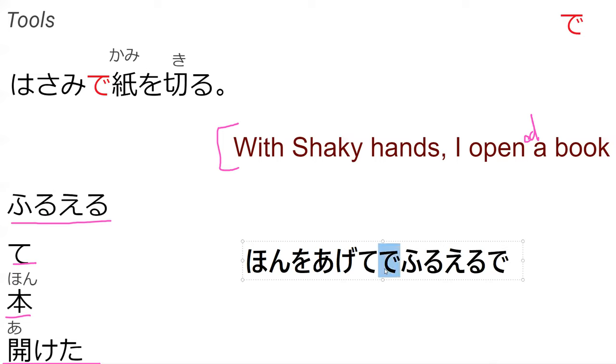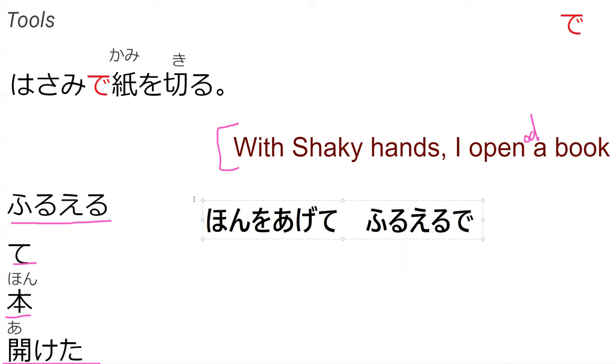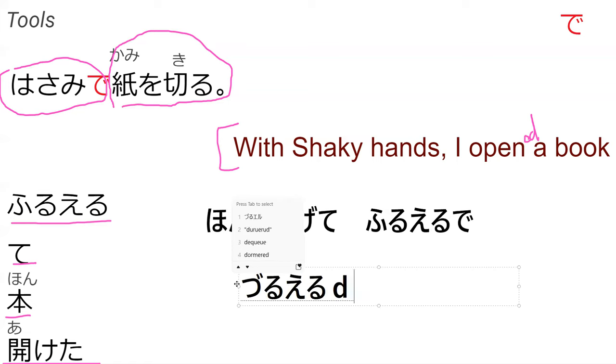This is a good guess. However, things are in a little bit off order. Let's go look at the example sentence. With scissors, I cut paper. With scissors, I cut paper. So how would you change the first one? Furueru de. And then I would be hon o agete.